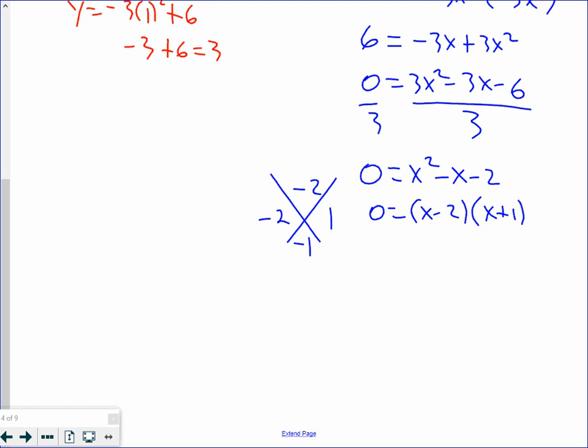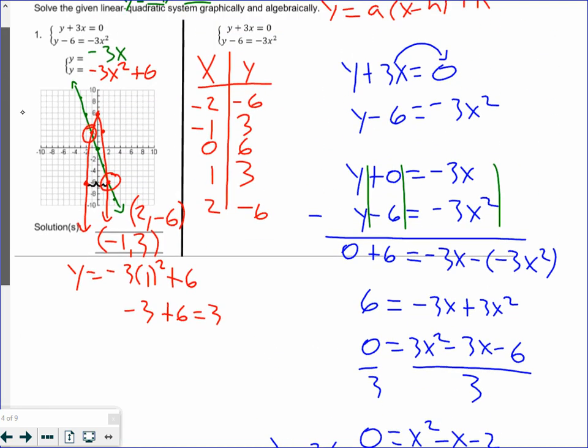And then I'm going to solve each one of these for x. I'm going to set both parentheses equal to 0 and solve for x. Or you could think about it just changing the sign, whatever works for you. But our answers here are x equals 2 or negative 1. Those are our two x value solutions. So what we're going to do from here is take these x values and plug them back into our original equation. Whichever one you want to use, it doesn't matter. Usually the linear equation will be much easier.